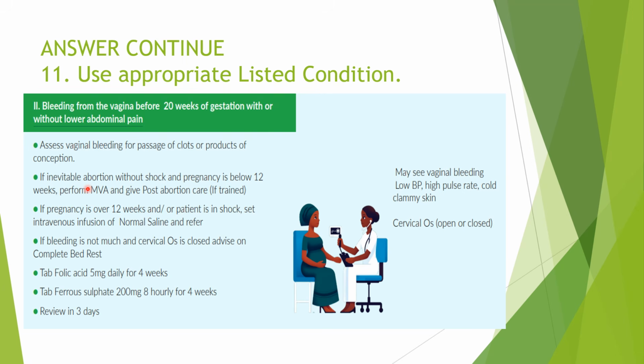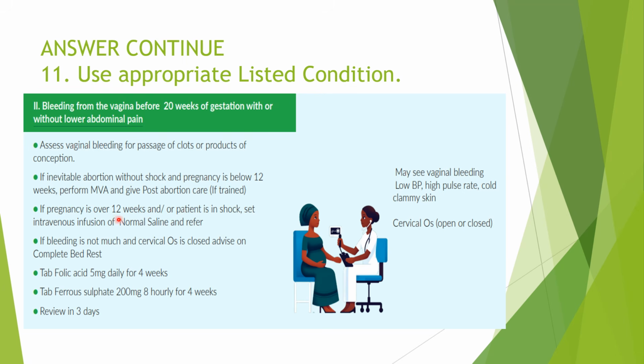So these are situations that you can't help, and the cervix is already dilated. The cervix, the os, is open, so it's not closed. So that alone is a sign that the pregnancy will not stay. You may see vaginal bleeding, low BP, high pulse rates, and cold clammy skin. So these are some of the other signs you may also see in the inevitable case of bleeding per vagina.